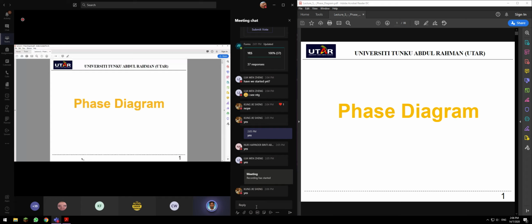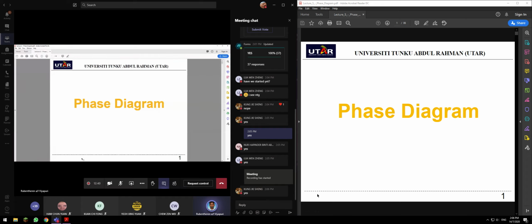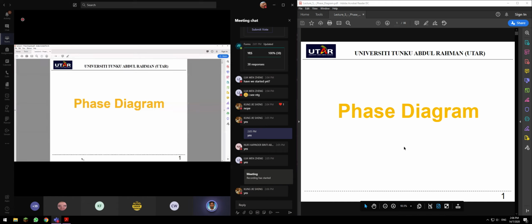Phase diagram is one of the important topics in engineering materials, and also a little bit more complicated than all the other topics. But rest assured, I will give you the best way for you to overcome this. Once you master phase diagrams, the way you see them will be completely different than before. There's a way for you to understand them, because a phase diagram is packed with a lot of information in one diagram.